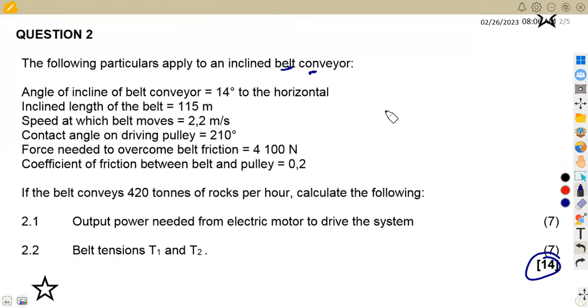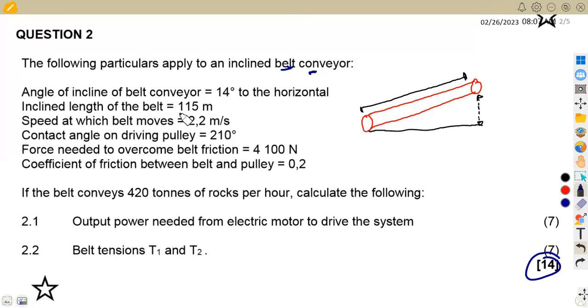Take note, if you are given a conveyor belt, you'll be having something of this nature here. So this is to the horizontal, which is to the ground. All right, something like this. Here we have got our perpendicular height. If we are to take into consideration the distance of the belt, we are given that the inclined length is 115 meters. So here we've got 115 meters.